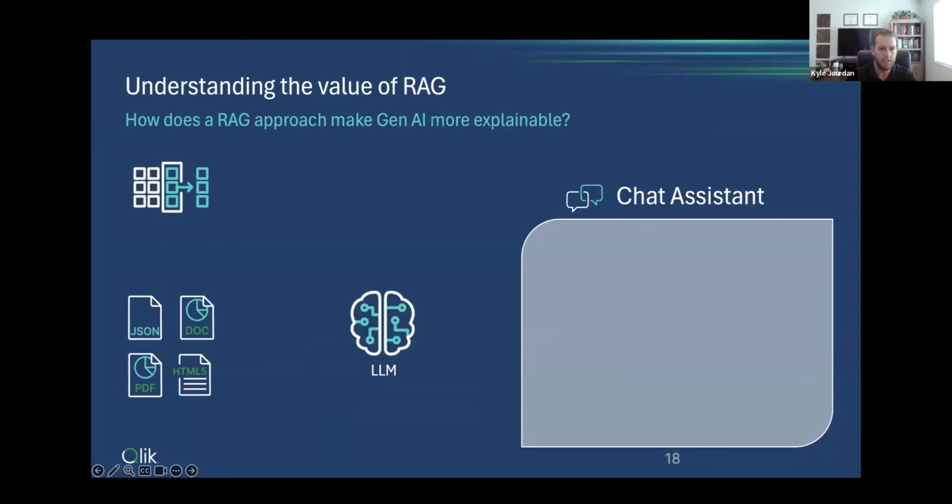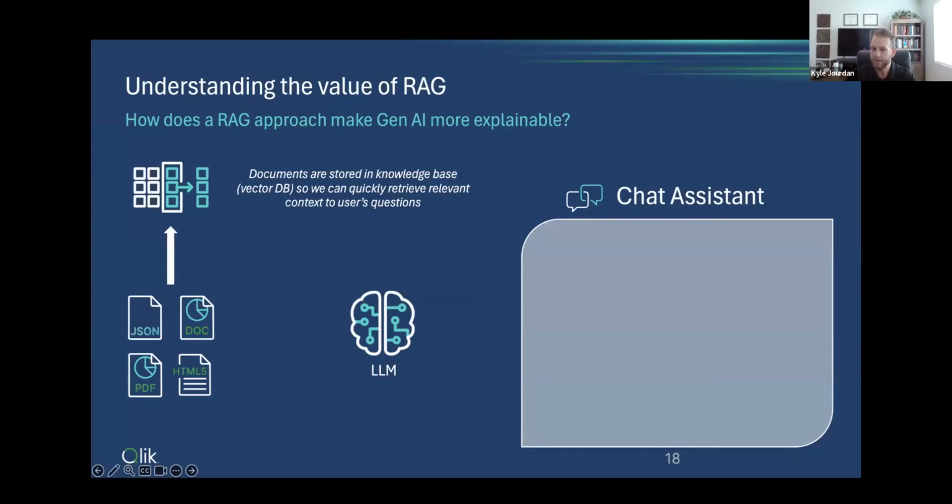When we introduce the concept of RAG, we're breaking down that barrier between the LLM and the documents that have the trusted information that I want to use for my users to get answers. And so the first thing we're going to do is take those documents and put them into what's called a vector database, or what we call a knowledge base in Qlik Answers.